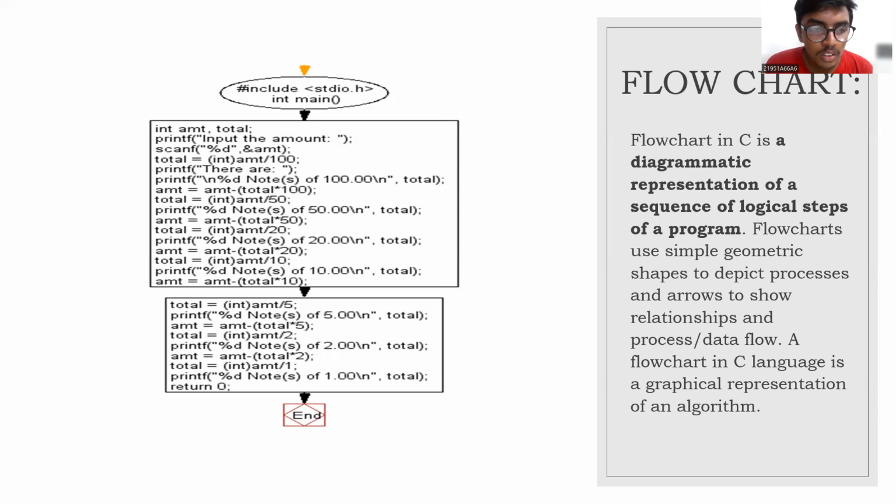At last we use return 0, and that is the program and its flowchart. A flowchart in C is a diagrammatic representation of the sequence of logical steps of a program. Flowcharts use simple geometric shapes to depict processes and arrows to show relationships and process data flow. A flowchart in C language is a graphical representation of an algorithm.